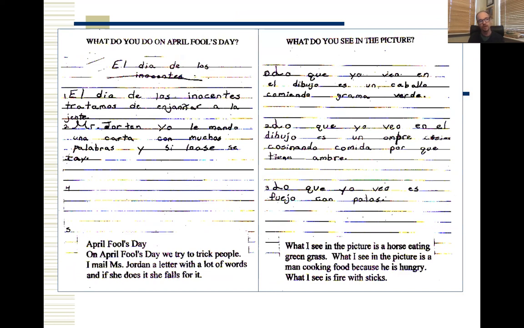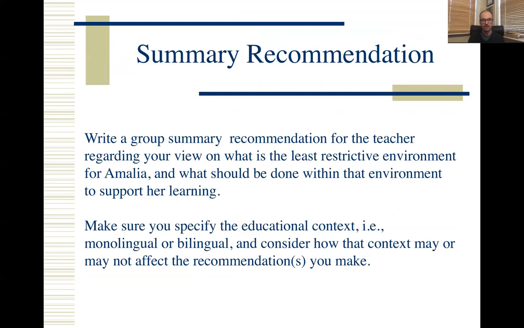And I've posted this PowerPoint to the website so that you can look through it at your leisure. But here's the assignment for this class. Write a group summary and recommendation. You're the response team in your school. The teacher has brought this student to you with these data. What's your recommendation? What would be the least restrictive environment for Amalia? And what should be done within that least restrictive environment to support her learning? And make sure you specify the educational context.